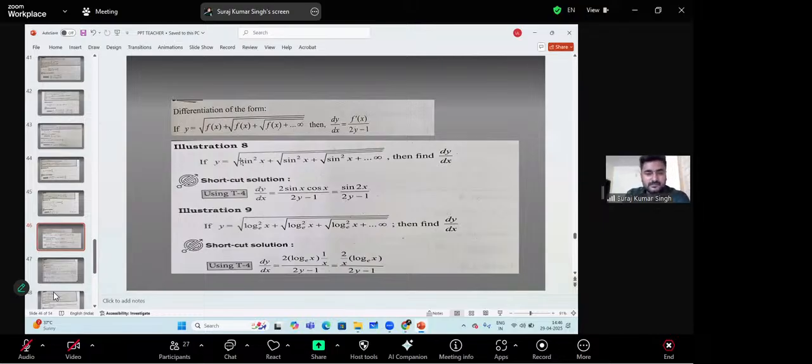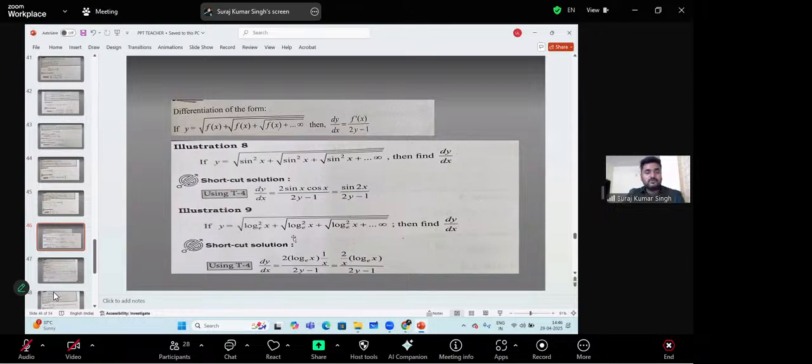Just suppose in place of this sine square x, I have written tan square x. What should be the answer? The answer will become the derivative of tan square x, which in the basic we should get directly as 2 tan x into sec square x. So the answer will come 2 tan x into sec square x, and this denominator will be as it is, 2y minus 1.